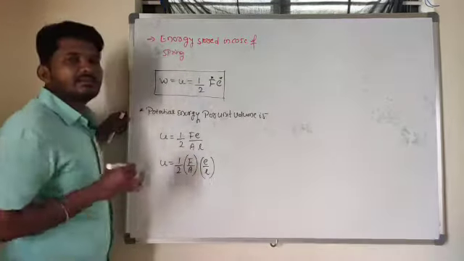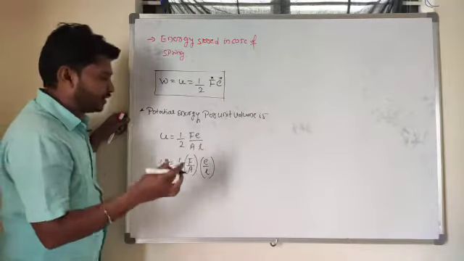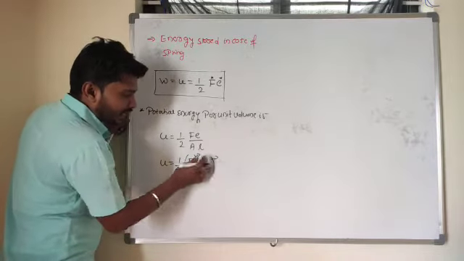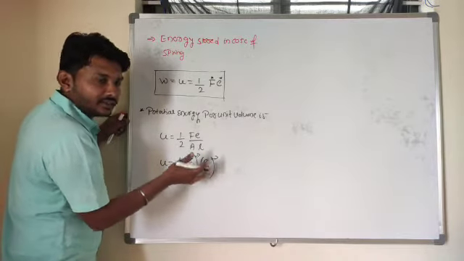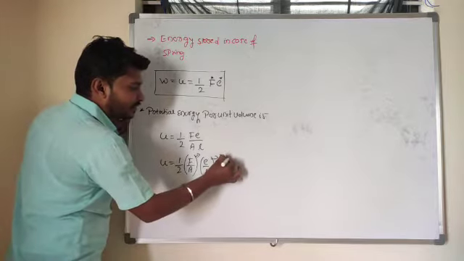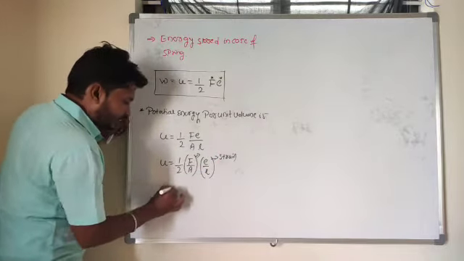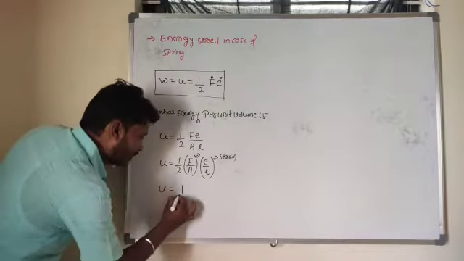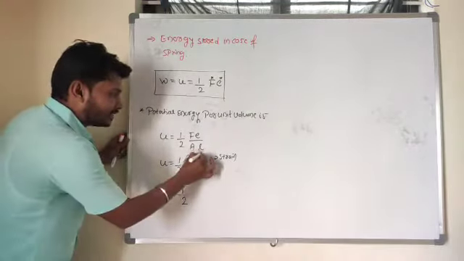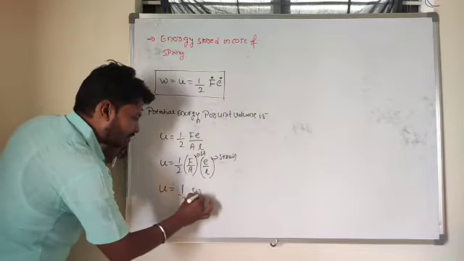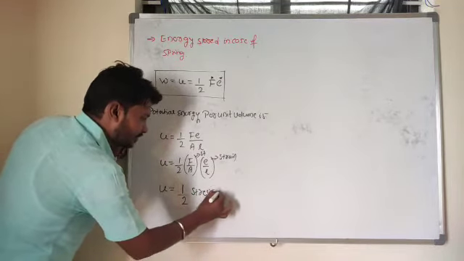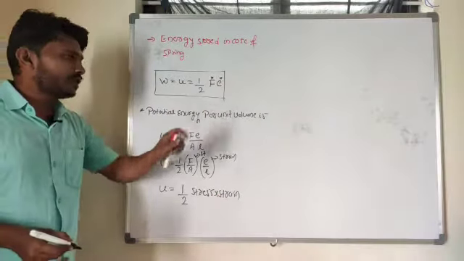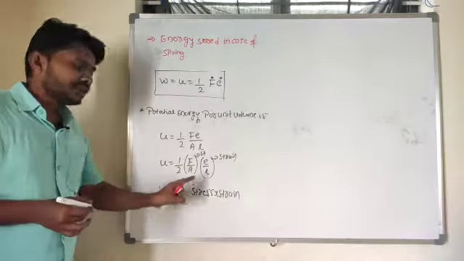F by A is nothing but force per unit area, so F by A represents stress. Delta L by L is nothing but the change in length to the original length, so that is strain. So what will be the expression for the potential energy per unit volume? Half of stress into strain.